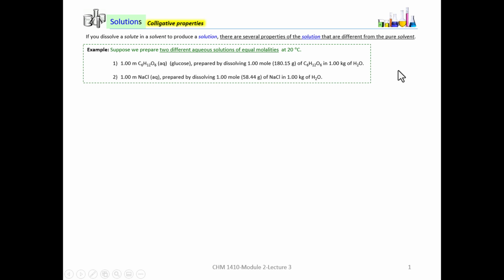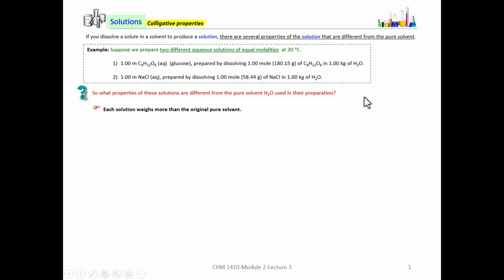Our second solution will be a 1 molal solution of sodium chloride. This solution would be prepared by dissolving 1 mole of sodium chloride, which in this case would be 58 grams, in 1 kilogram of water. So we have these two solutions. What we're going to ask is, what properties of these solutions would be different than the pure solvent water that was used in their preparation?